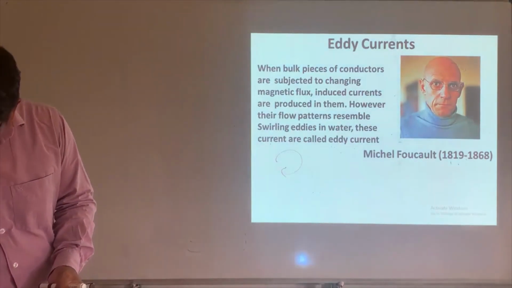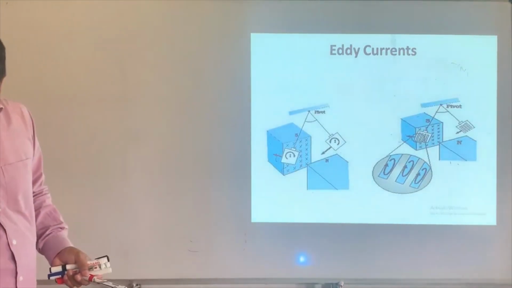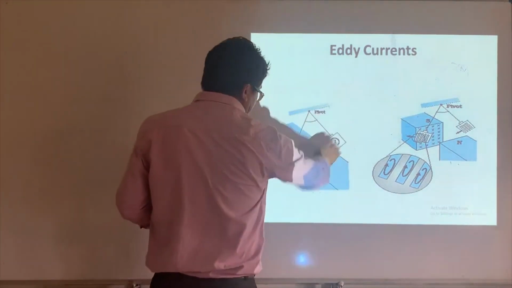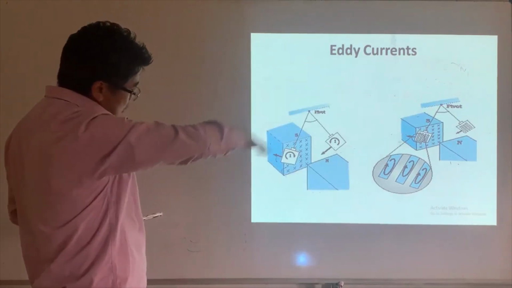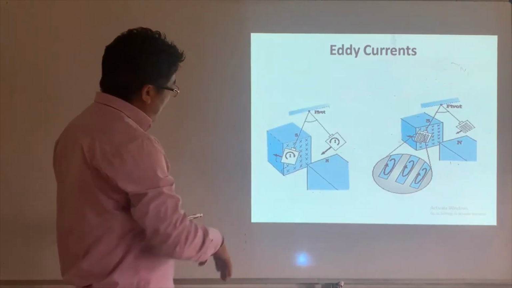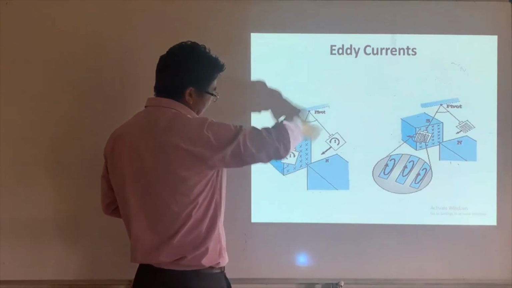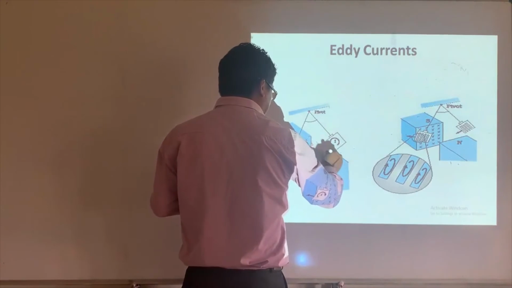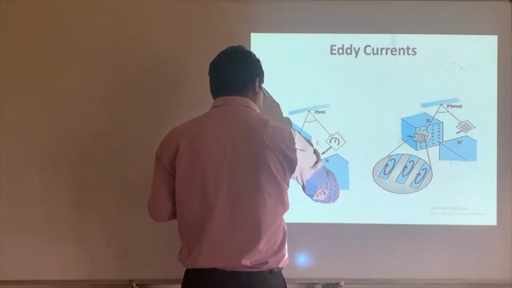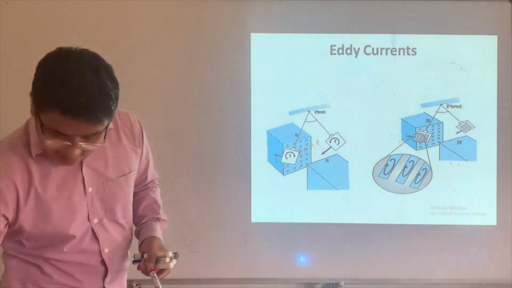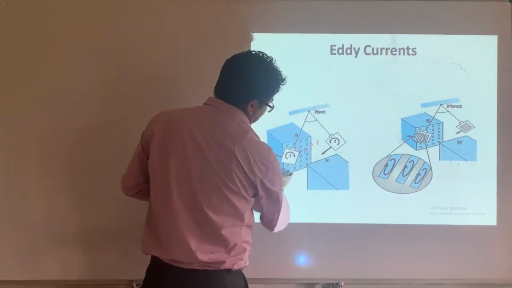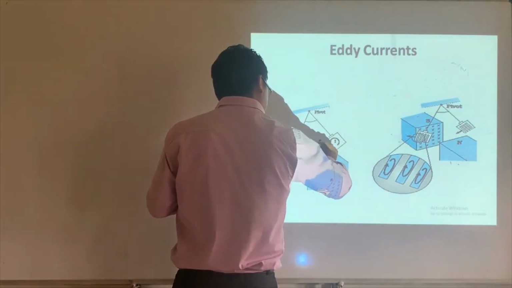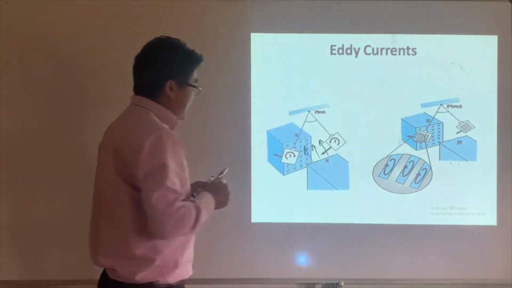Now, this was found, right? I have a magnet, and this is the metal piece. I allow the metal piece to swing through a magnetic field. This is the north pole, this is the south pole, so the direction of the magnetic field is like this. This is the direction of the magnetic field.